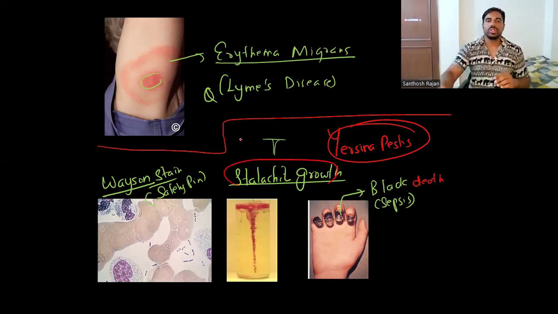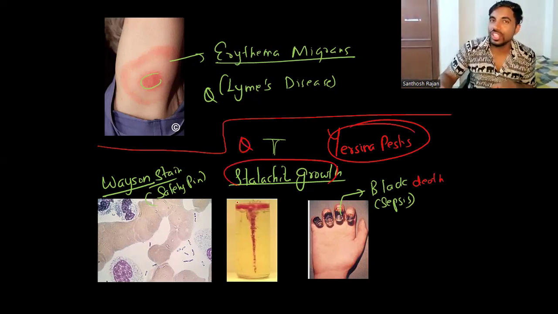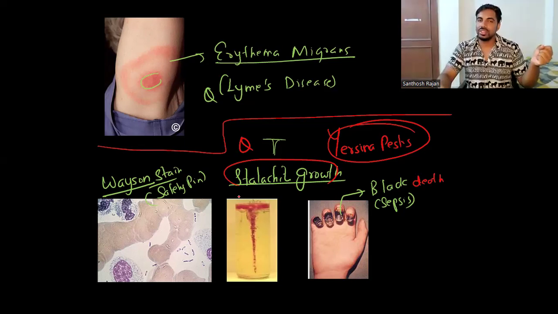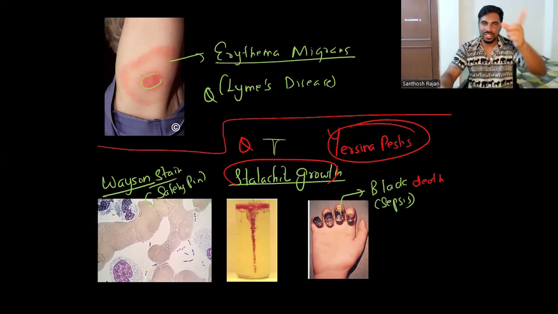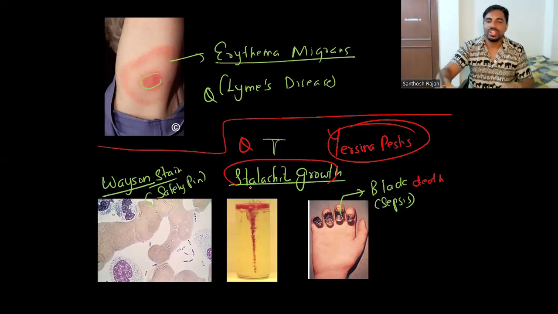Stalactite growth would be a question. They can ask the growth like this. Inverted fir tree, you see, is what anthrax has. But stalactite growth is reverse, it's hanging like this. That is your Yersinia pestis.